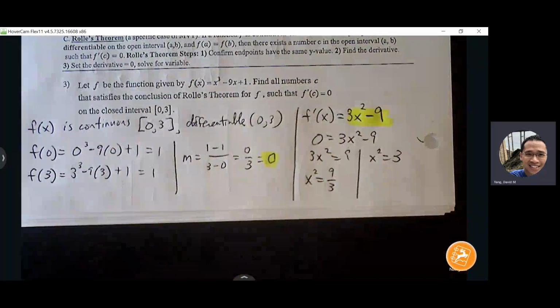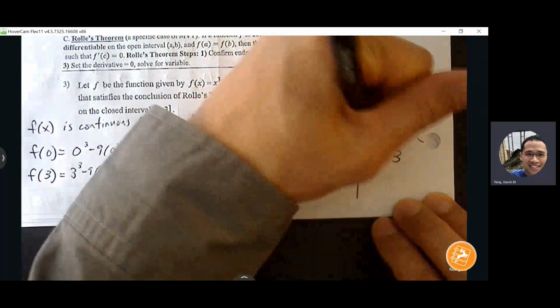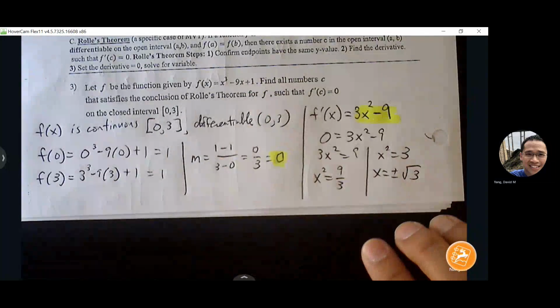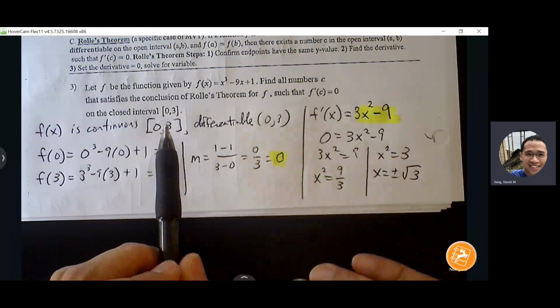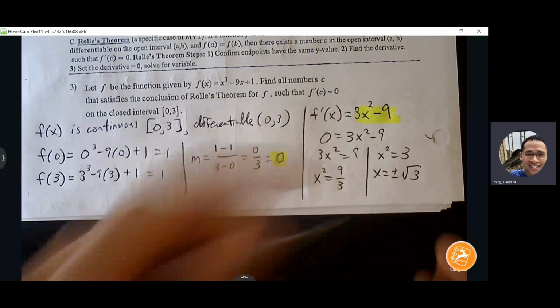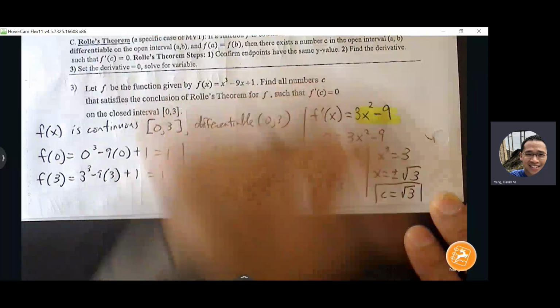Okay. I have to involve the square root, but when I take the square root, what's going to happen? Plus or minus, right? But what's the only location that I want to involve? The positive, right? Because I have to live within my interval. The negative root 3 is outside my interval. So my C is just positive root 3.